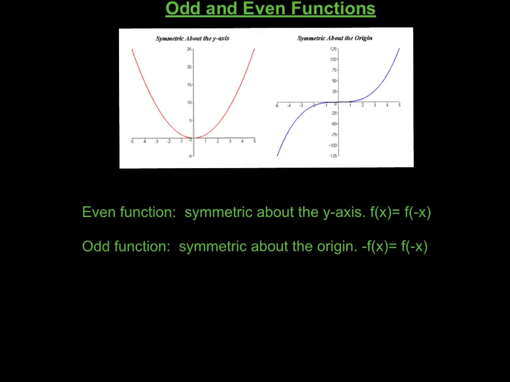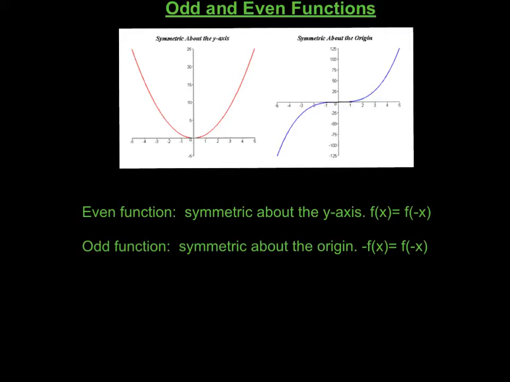So we're going to talk about odd and even functions, and you can look at the two graphs here and you can see that an even function is something that's symmetric about the y-axis. So if you fold along the y-axis, the left and the right side are going to match up. If something is odd, it would be symmetric about the origin. So if you look at the picture on the right, that is symmetric about the origin.